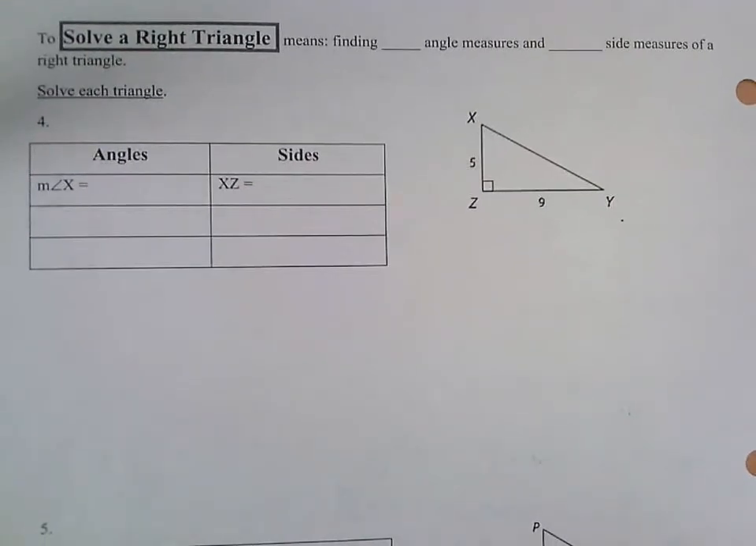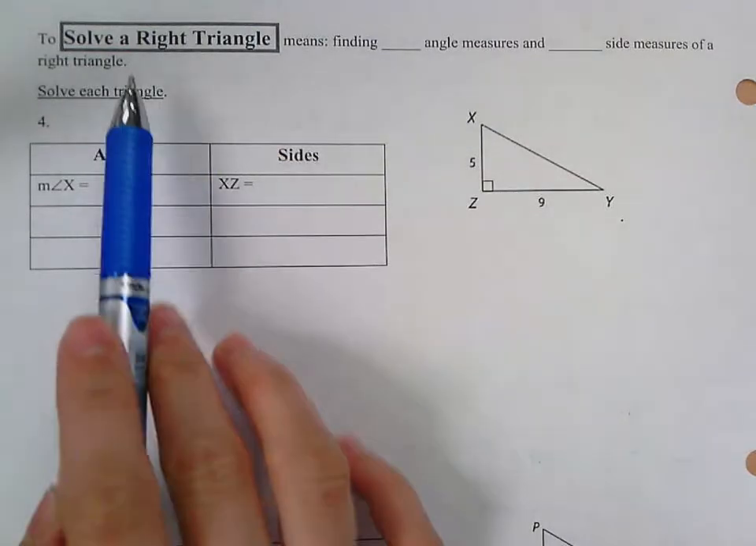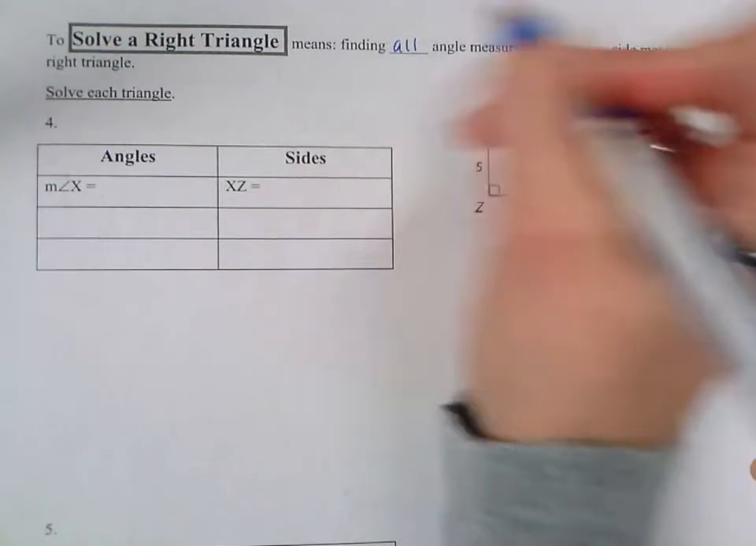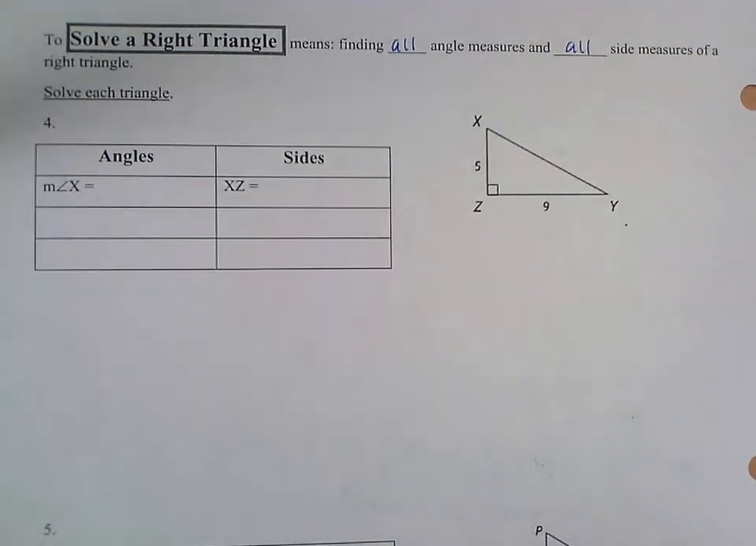Then for the last set of examples, this is where we are combining the 2 days. So ultimately, if you are asked to solve a triangle, specifically we're working with right triangles, this means you find all of the angle measures and all of the side measures or side lengths of a right triangle. So you're finding everything that is missing, as well as labeling what's given to you.